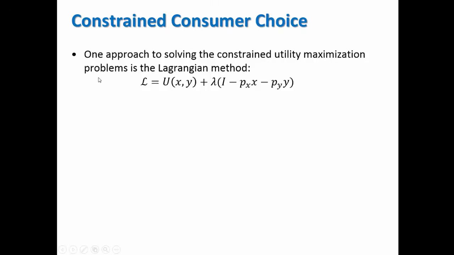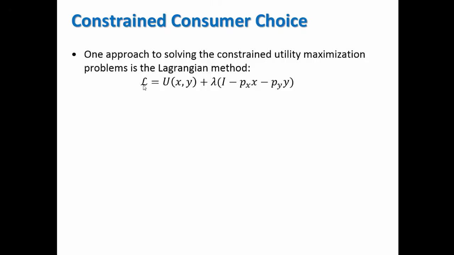Now the goal is to choose values of X, Y, and lambda that make this Lagrangian equation the biggest it can be. We want to maximize the Lagrangian equation. You learn in calculus that anytime you're seeking the maximum of a function, or the minimum for that matter, you're going to look for where the slope of that function is 0.